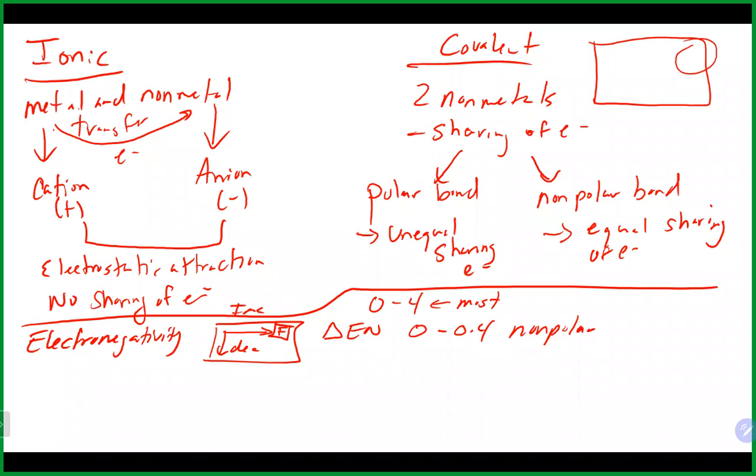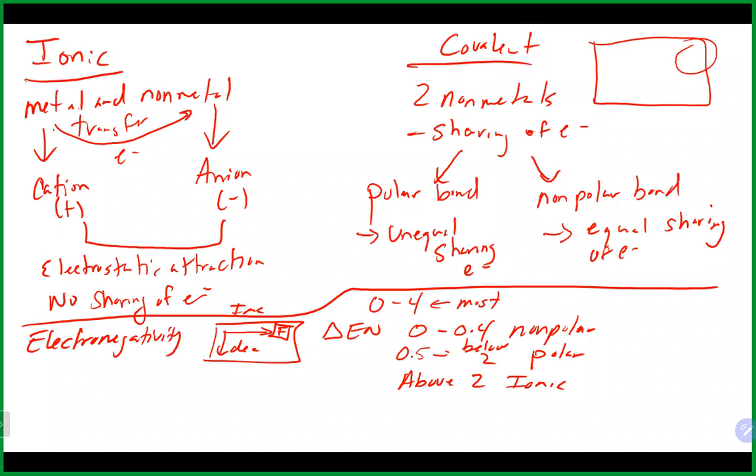Anywhere above 0.4, so we'll call it 0.5 and above, to below 2, is some type of polar bond. That basically means we would expect the electrons to be shared unequally. And typically, but not in all cases, as we talked about last time, anything above 2 is an ionic bond, where basically no sharing of electrons occurs.